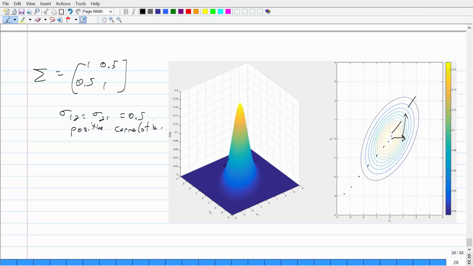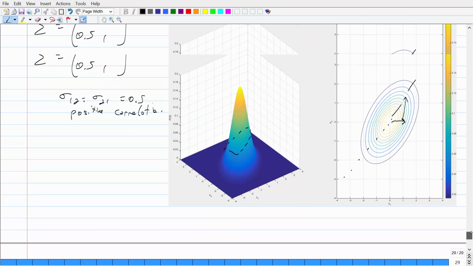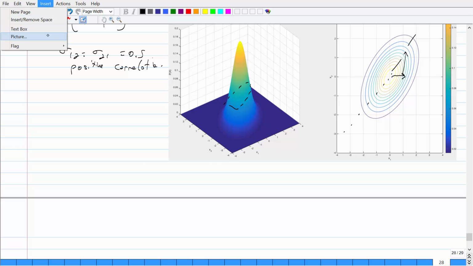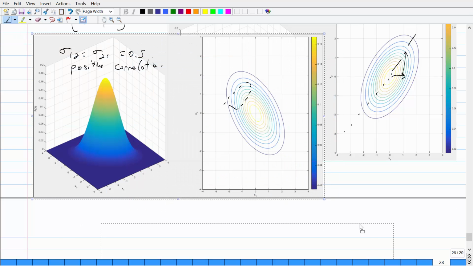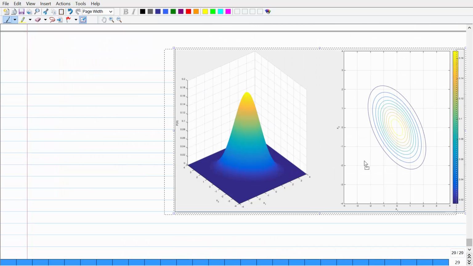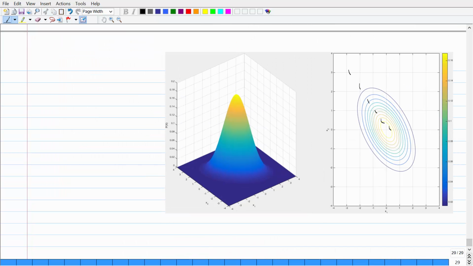Right, so it kind of looks like this. It's off on a 45-degree angle. And then let's say I have negative correlation. So instead of 0.5, I've got minus 0.5. When that happens, you expect the curve to go the other way. So there's a negative correlation this way: when x1 increases, then x2 will decrease. The covariance matrix to generate this is just minus 0.5. It looks like that, and the contour plot looks like this.